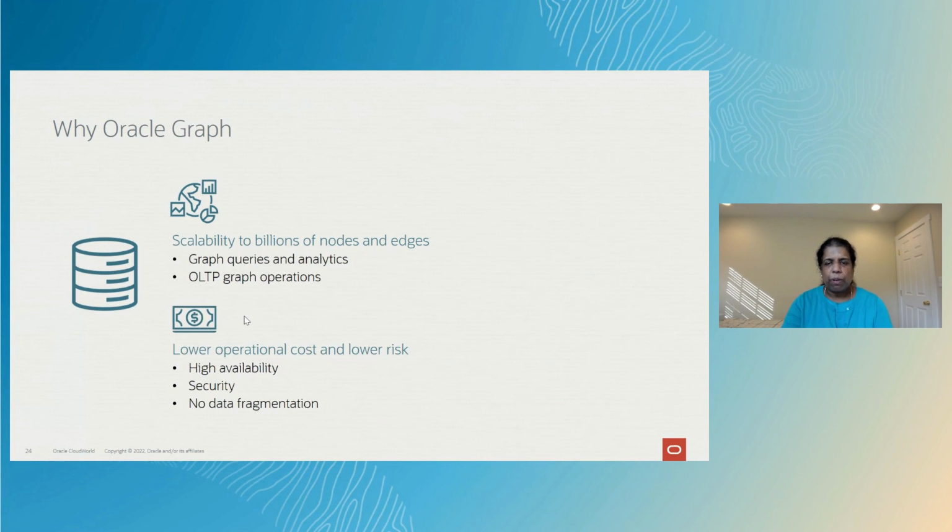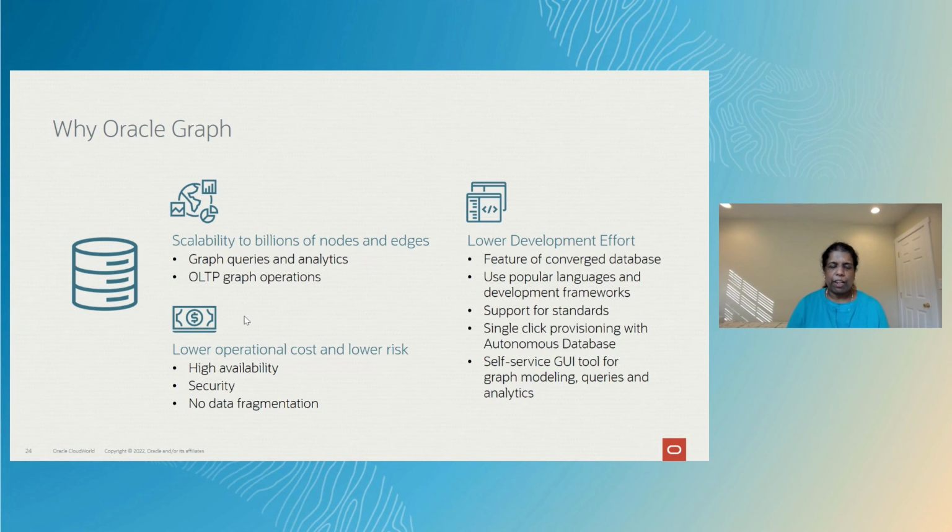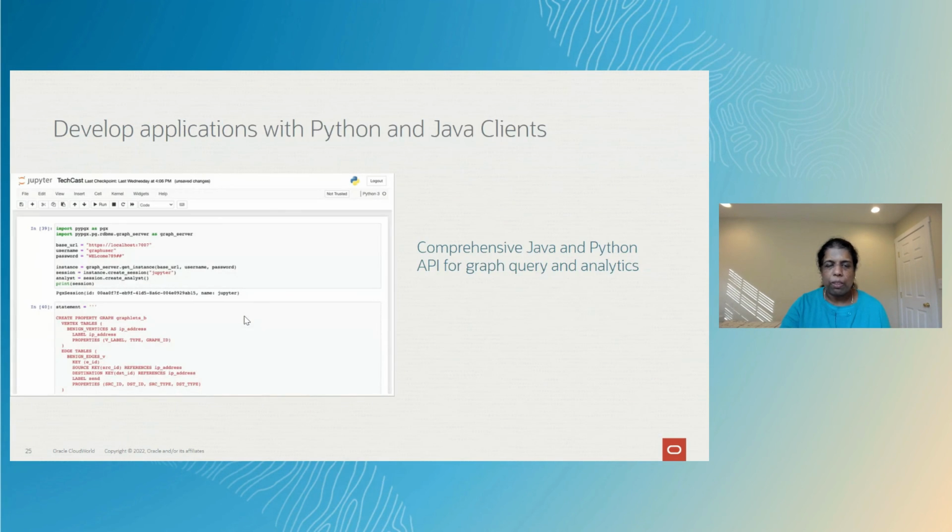So let me just finish off by saying why Oracle Graph. Once again, scalability to billions of nodes and edges. It's a graph database for the enterprise, with lower operational cost, lower risk, and lower development effort. You can see here that it was really easy to get started with graphs. You provision your autonomous database, you have Graph Studio, you support all standards, you can easily move applications from different databases onto this database, and we use all the popular languages and development frameworks.